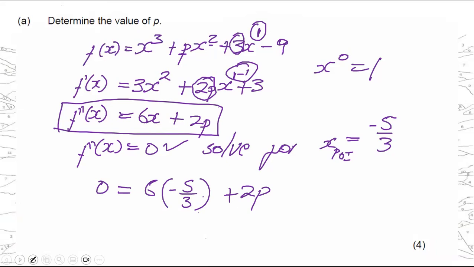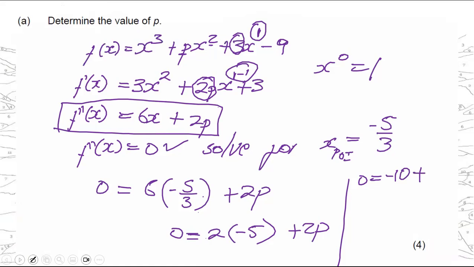6 divided by 3 will give me 2. So I'll have 2 times -5 plus 2p. That'll give me -10. So I will end up having 0 is equal to -10 plus 2p. Transpose 10 to the other side, it will be positive. I'll be left with 2p, and then you divide both sides by 2. And 10 divided by 2 will give you 5, so p is equal to 5.